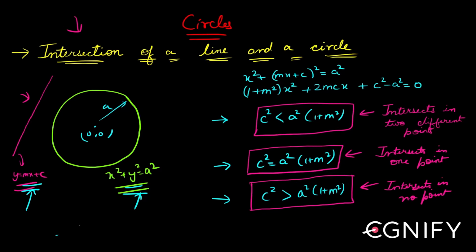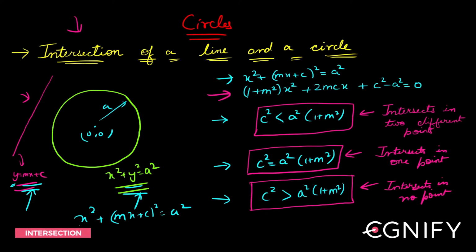So what we do is we pick up this line and we put it in the equation of the circle. So x square plus y square, where instead of y, I'll put mx plus c, whole square, is equal to a square, right? That is what I've done here. And when you rearrange this to make a quadratic in x, this is what you will get. So this is the quadratic in x.